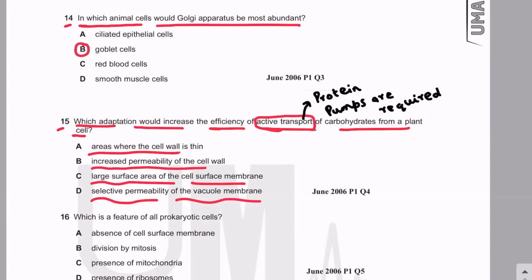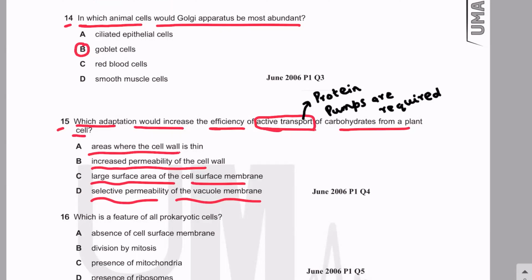If cell wall is thin, it doesn't matter because cell wall allows increased permeability of the cell wall or selective permeability of the vacuole membrane. Sir, D. D for dog. Okay. Why it shouldn't be D? Yes. Because active transport occurs across the cell surface membrane, right? It rarely occurs across the vacuole membrane.